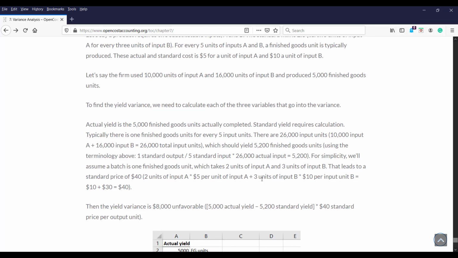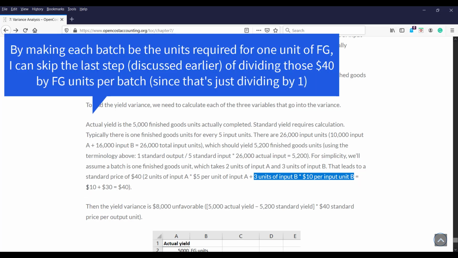Oh wait, here we go. So we lead to a standard price of $40. We have in this batch 2 units of input A, which is $5 per unit. So that's $10 right there in the highlighted section, plus $30 in this highlighted section: 3 units of input B times $10 per unit of input B. $10 plus $30 equals $40.